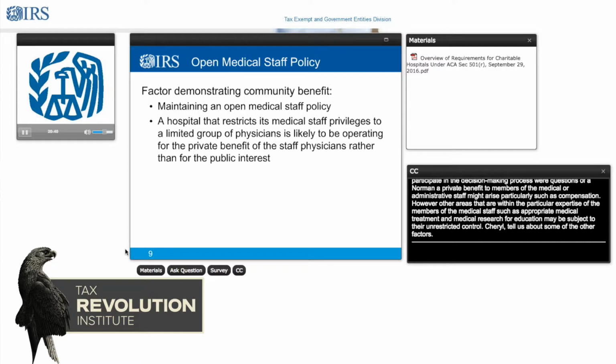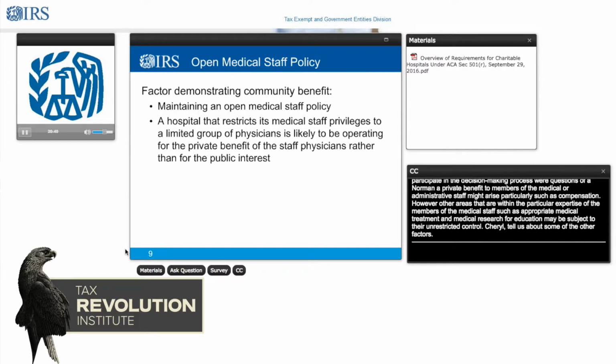First off, it's important to be aware of the effective dates of the statute. Section 501R, with the exception of Section 501R3, the Community Health Needs Assessment requirements, applies to taxable years beginning after March 23, 2010, which was the date of enactment of the Affordable Care Act. The Community Health Needs Assessment requirements of Section 501R3 are effective for taxable years beginning after March 23, 2012.